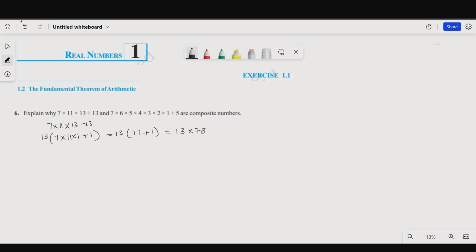Since 78 is a composite number, 78 can be written as a product of prime factors. 2 is the smallest prime number that can divide 78. It will give us 39. Next, 3 is the smallest prime number that can divide 39. It is giving 13. 13 is a prime number, so we can divide 13 by the number itself. So this can be written as 13 into 2 into 3 into 13. Hence, we can say 7 into 11 into 13 plus 13 is a composite number.